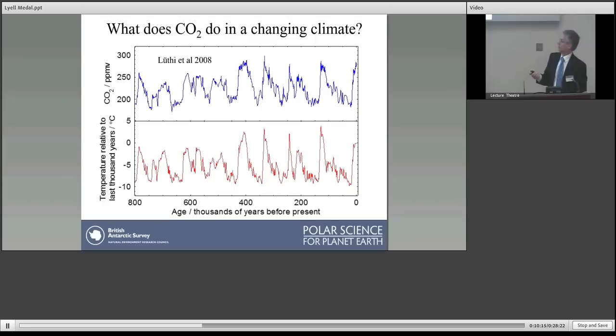We think, mainly from modelling work, I have to say, that CO2 is responsible for up to half of the glacial interglacial warming, and it's probably controlled through processes in the Southern Ocean.